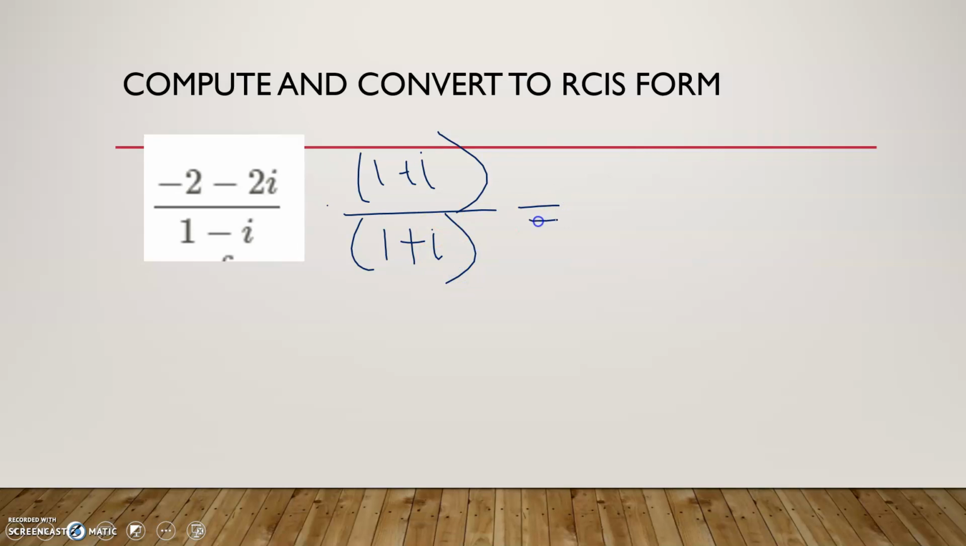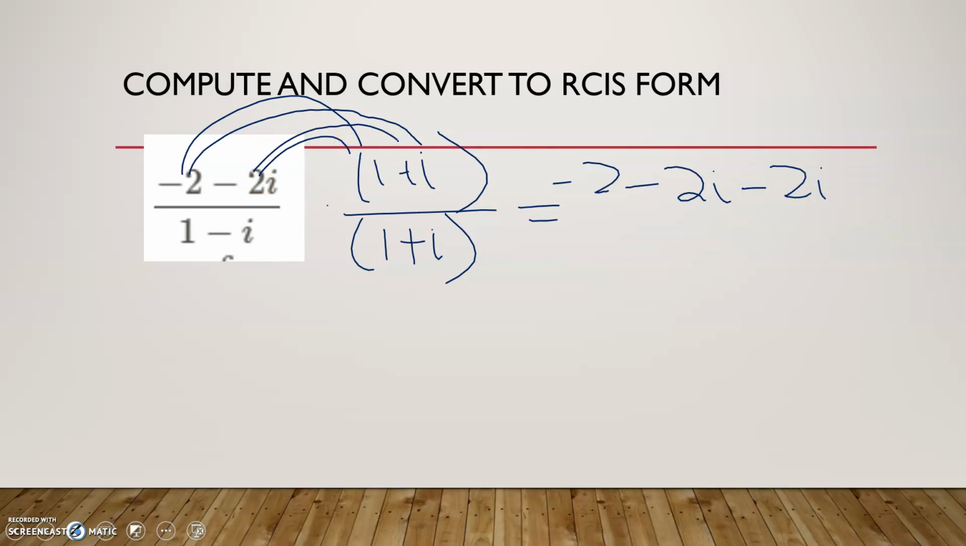And I know that when I do that, well, let's do the top first. So -2 times 1 gives me -2. -2 times i gives me -2i. -2i times 1 gives me -2i. And -2i times i gives me -2i squared. And we'll come back and simplify that. And then here we know the difference of squares is really just the first square minus the second squared. So that's minus i squared.